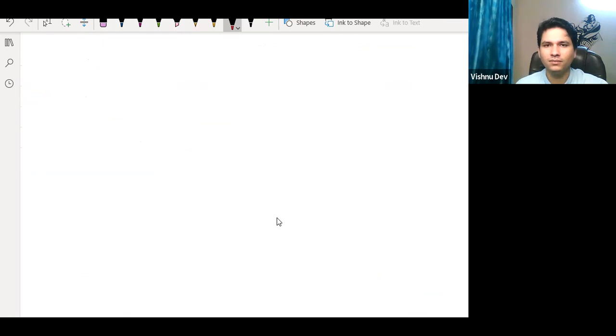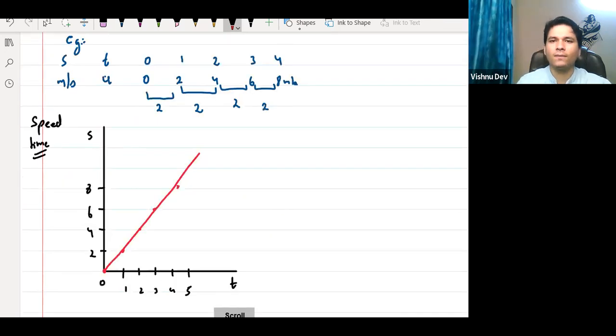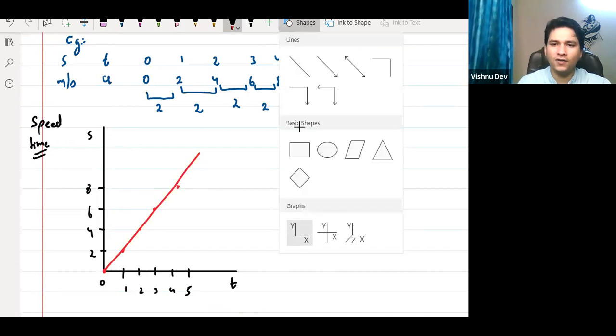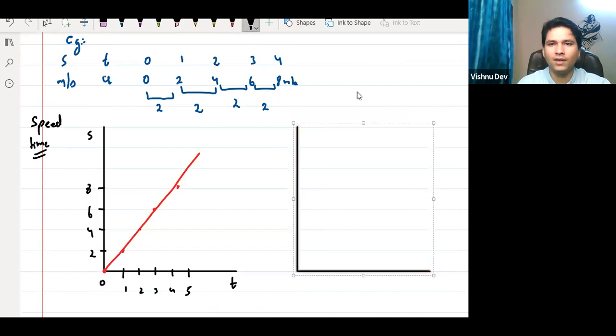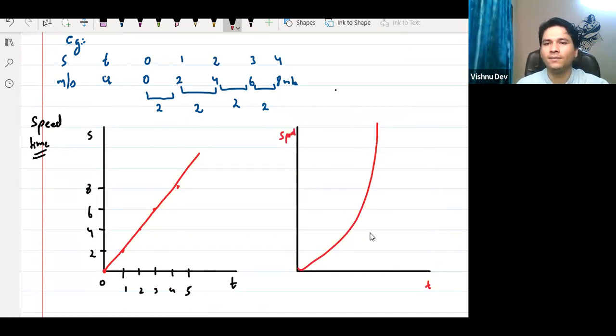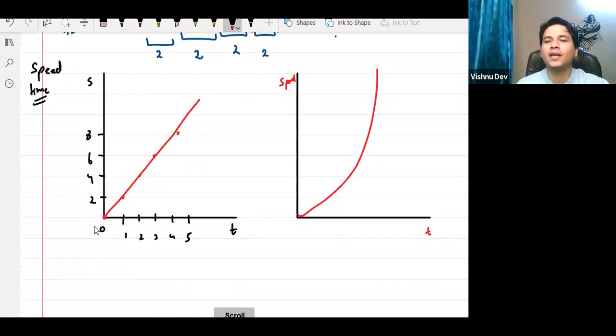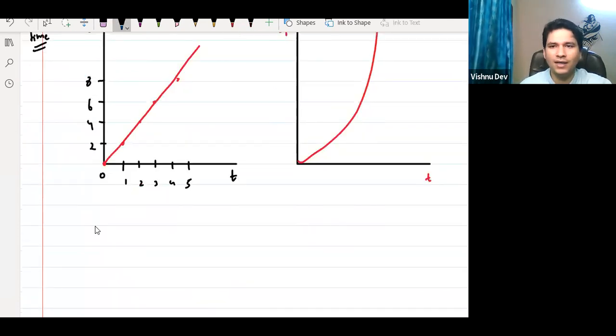Okay, right? So what if the graph is not a straight line? Tell me, if the graph is not a straight line, suppose it is like this. This is time, this is speed. Then this is a case of non-uniform, non-uniform speed नहीं, acceleration. Again, remember, this is uniform and non-uniform acceleration, not speed, guys.